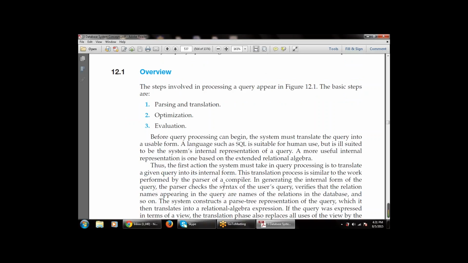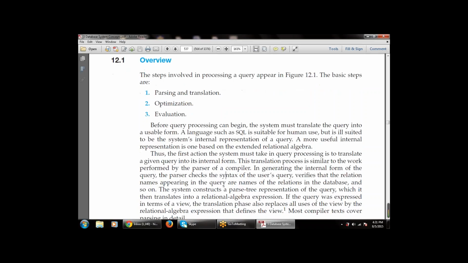So parsing means translation of the query into relational algebra. This translation process is very similar to the work performed by the parser of a compiler. Just like the compiler translates a high-level language into machine-level language, in the same way in query processing the parser translates the query into a readable form.